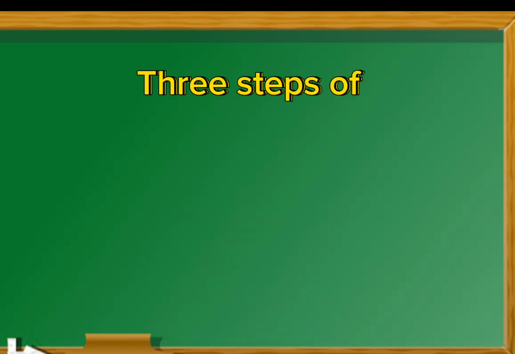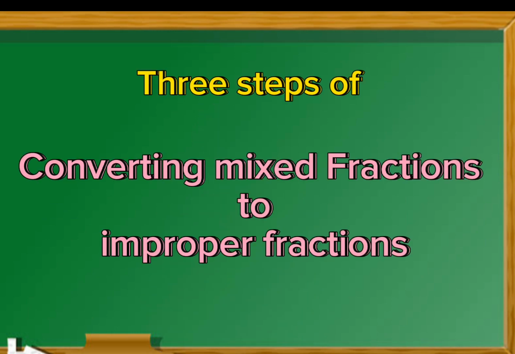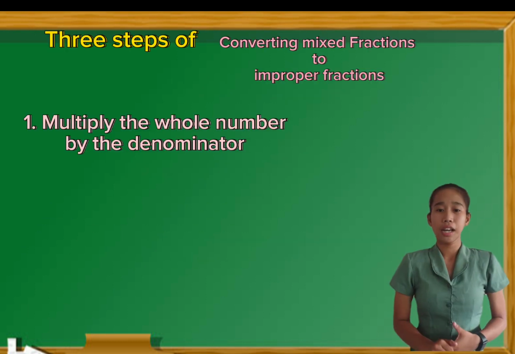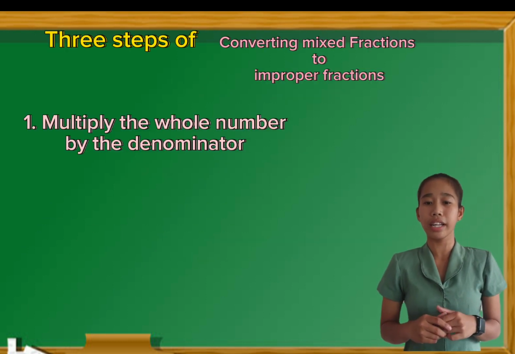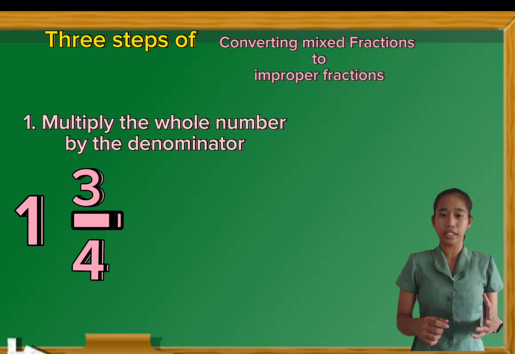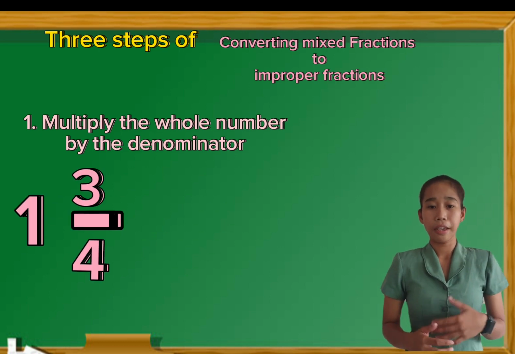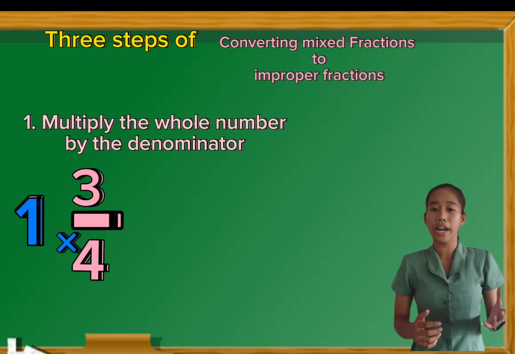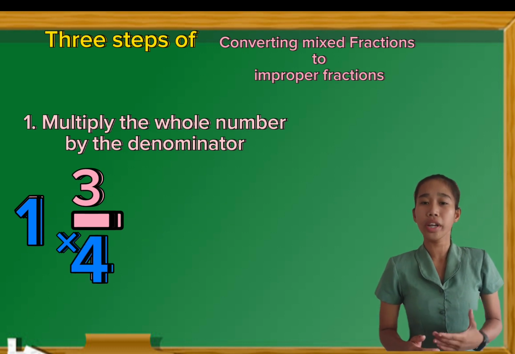There are steps for converting mixed fractions to improper fractions. First, multiply the whole number by the denominator. Let's use 1 3/4. If we multiply our whole number 1 by our denominator 4, we get 4.